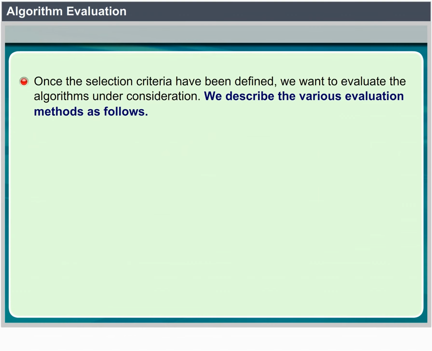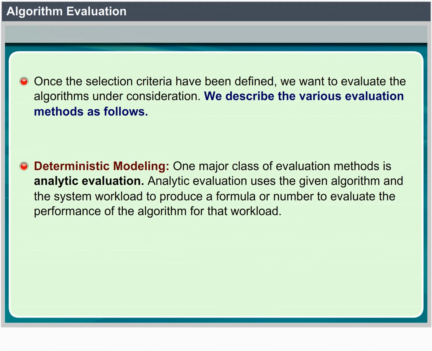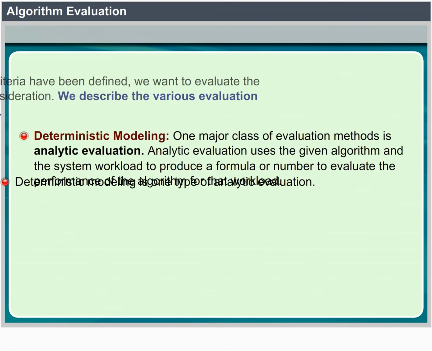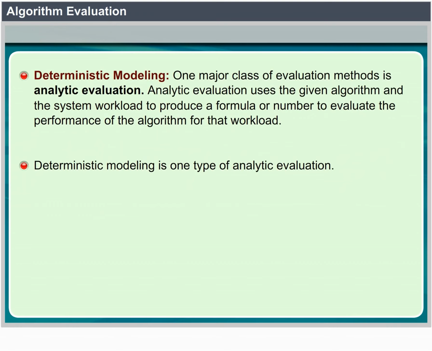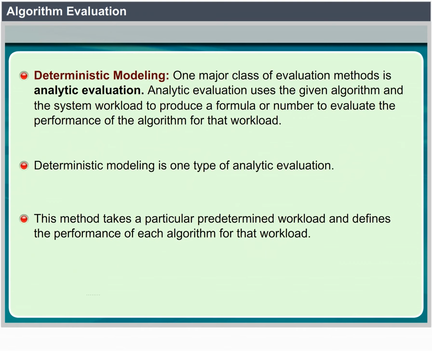Once the selection criteria have been defined, we want to evaluate the algorithms under consideration. We describe the various evaluation methods as follows. Deterministic modeling. One major class of evaluation methods is analytic evaluation. Analytic evaluation uses the given algorithm and the system workload to produce a formula or number to evaluate the performance of the algorithm for that workload. Deterministic modeling is one type of analytic evaluation. This method takes a particular predetermined workload and defines the performance of each algorithm for that workload.